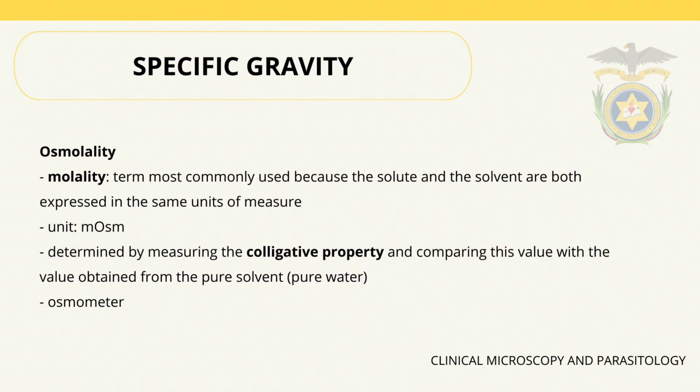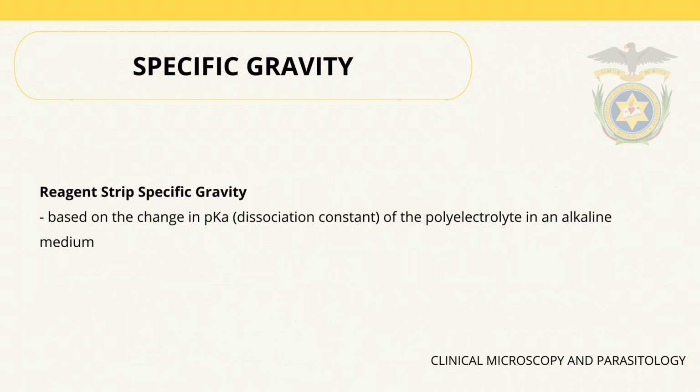Next is the osmolality of urine. Molality is a term most commonly used because the solute and the solvent are both expressed in the same units of measure, which is milliosmol. Osmolality is determined by measuring the colligative property and comparing this value with the value obtained from the pure solvent, which is pure water. This is done with the use of an osmometer. Another assessment of specific gravity is done with a reagent strip, and this is based on the change in the pKa, which is the dissociation constant of a polyelectrolyte in an alkaline medium. This will be further discussed in the chemical examination of urine.